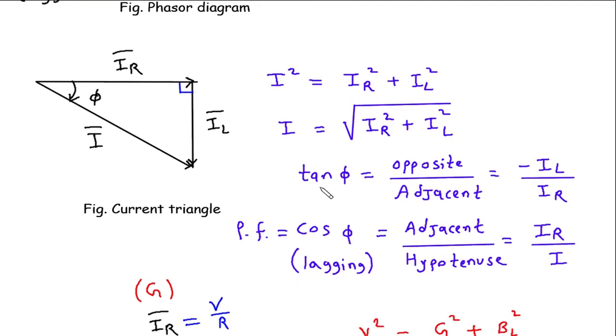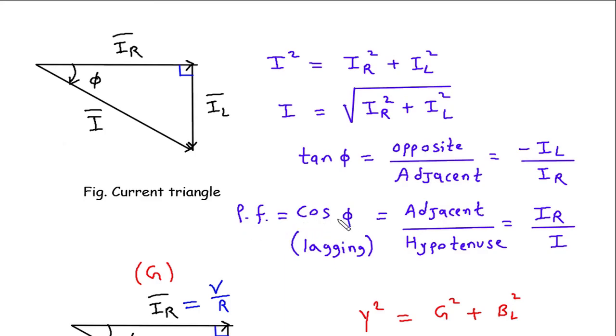Now according to the formula of trigonometry, tan phi is equal to opposite side upon adjacent side. So this is the opposite side and this is the adjacent side. So opposite side is IL. The direction of this IL is in the y axis in downward direction, so that's why this will be minus. Adjacent side is IR. Therefore tan phi is equal to minus IL by IR.